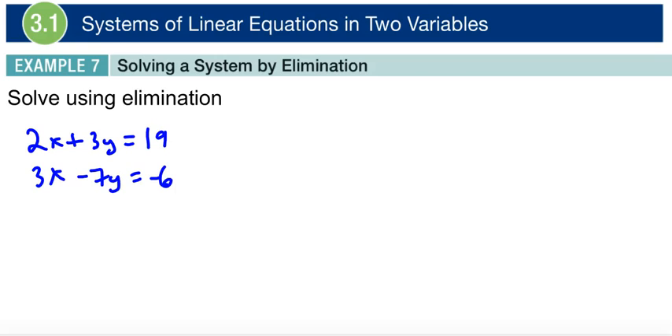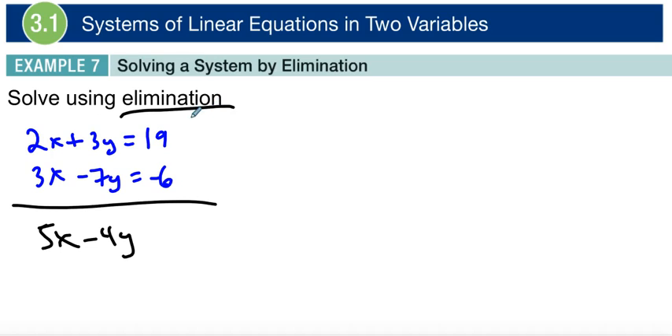As we look at this example and try to solve by using elimination, this one, unlike the previous example, where we were able to just add both equations together and one of the variables canceled out, we can't quite do that here, right? If I just said, oh, I'm going to use elimination, I'm going to add those together and get 5x and minus 4y, see how nothing cancels? So we didn't really eliminate anything.